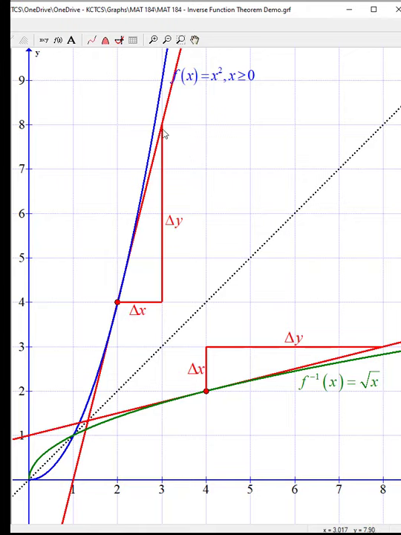All right, so what is this slope up here? It's change in y over change in x. It's this value divided by this value. What's the slope of this tangent line to the graph of f inverse? It's change in y, which is this value, divided by change in x, which is this value. Simply put, if the slope of this tangent line is delta y over delta x, what's the slope of this tangent line? It's delta x over delta y. It's the reciprocal. All right, so here's the simpler way to think about this instead of those rather complicated formulas we had before.